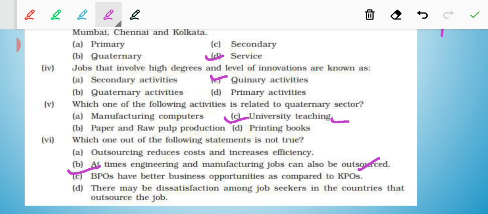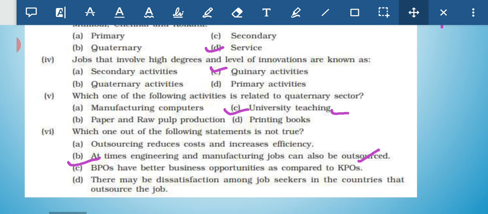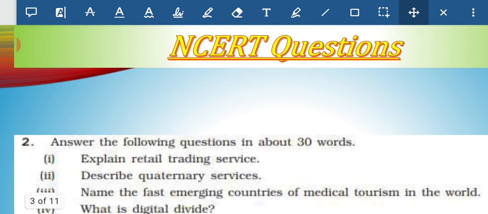Now let us move to the subjective questions. Now the first question, explain retail trading. Now what is retail trading? The definition of retail trading is very clear, where the consumers directly buy the products and the products are sold directly to the consumer. The retail trading services are confined to the direct sale of the goods to the consumer. That is retail trading.